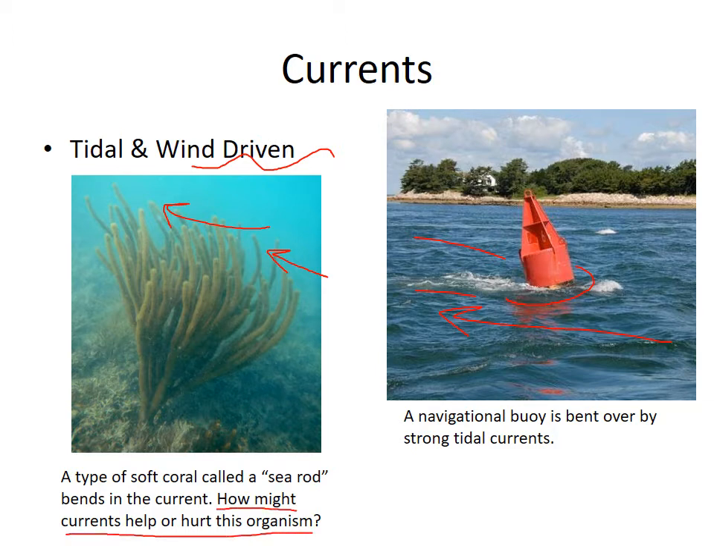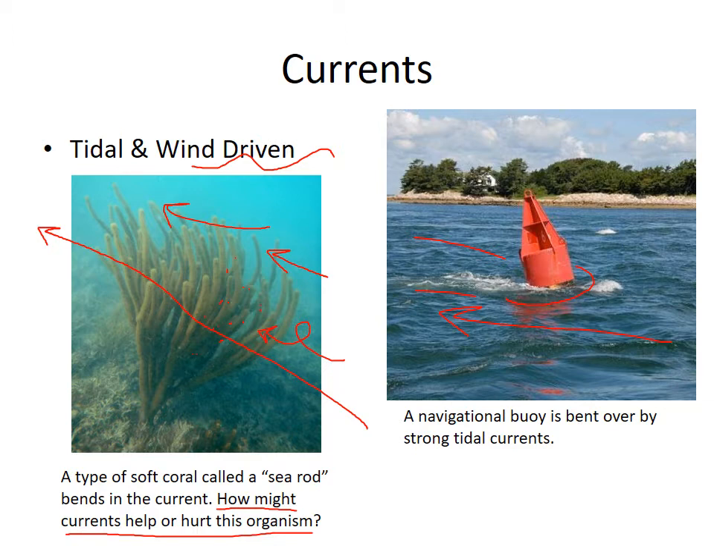So currents can, of course, be good or bad. Some of it depends on the magnitude of the current and what type of organism the current is affecting. Well, a gentle current could help the sea rod by delivering particles of food into the many tentacles of the polyps on the sea rod. So the more current passes by this sea rod in a day, the more particles are brought through its tentacles and the more food it gets.